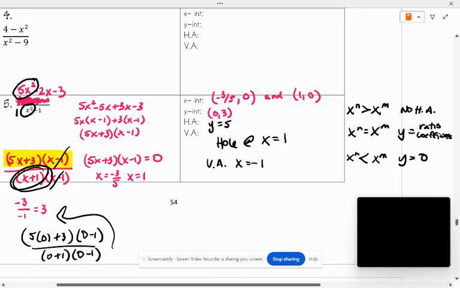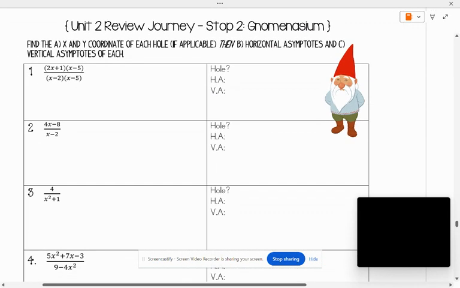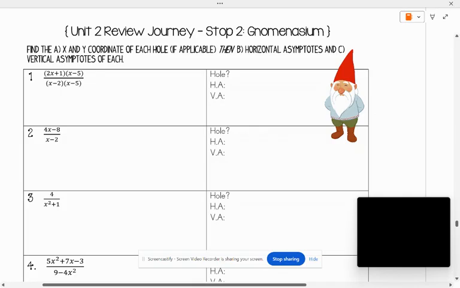All right, next station. Come with me to the Gnomnasium. It's kind of like the same thing, but it's less work. Cross this off. I don't have a gnome hat, and for that I'm disappointed in myself. But we're finding the x coordinate of the holes, then horizontal asymptotes, then vertical asymptotes. Let's go.